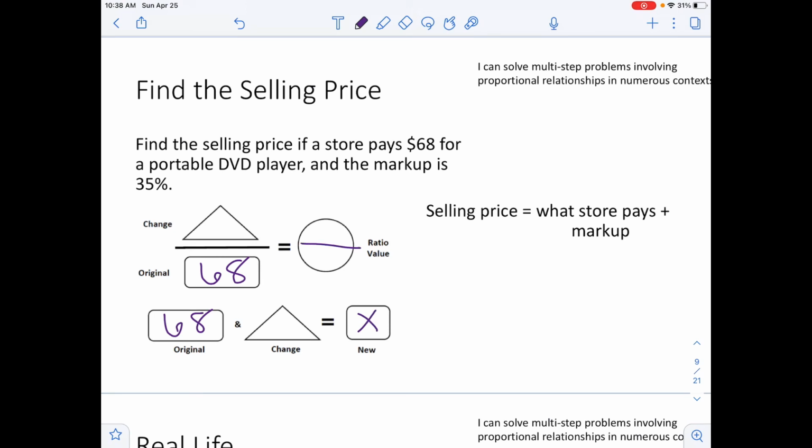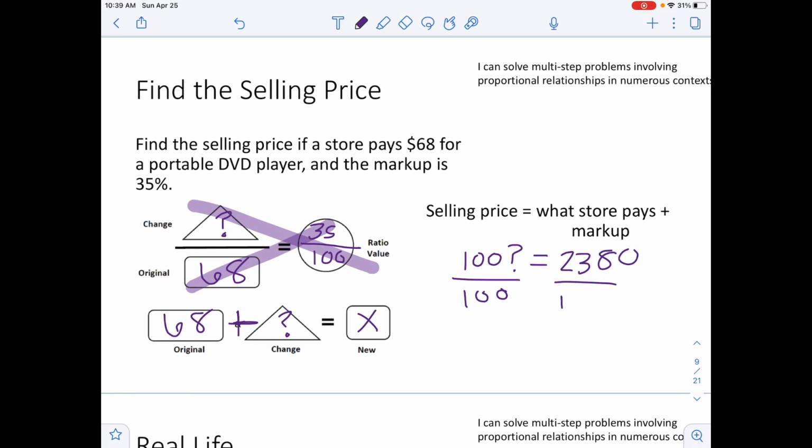And we know they mark it up by 35%, so 35 over 100. And since it's a markup, we're going to add to the original price. That means that our change is our question mark. So in order to solve for x, we're first going to solve for our question mark. 100 times question mark is 100 question mark. And set that equal to 68 times 35. And I get an answer of 2,380.